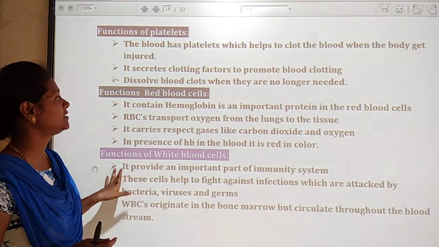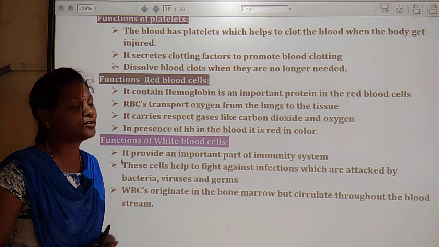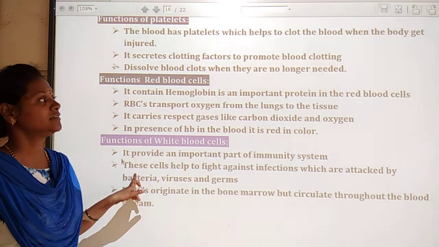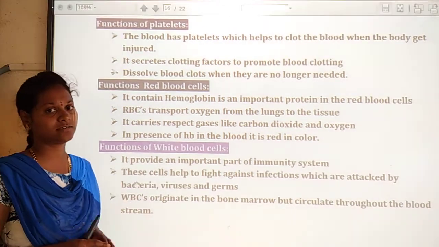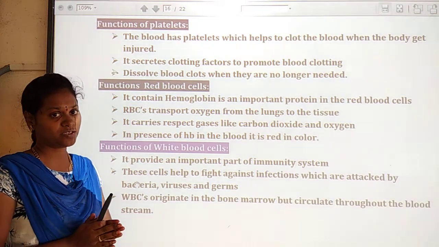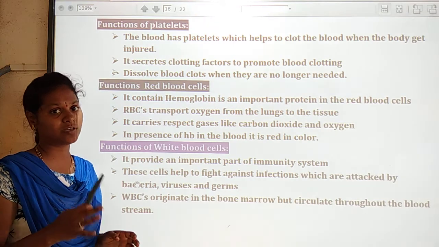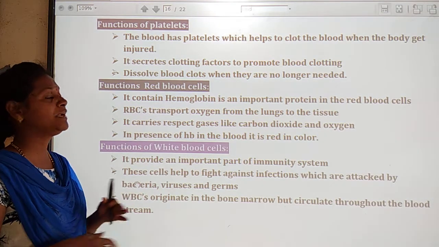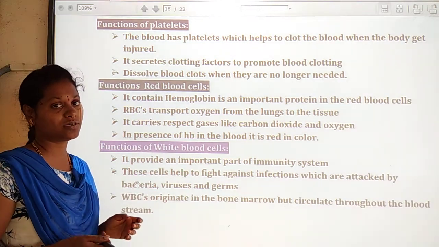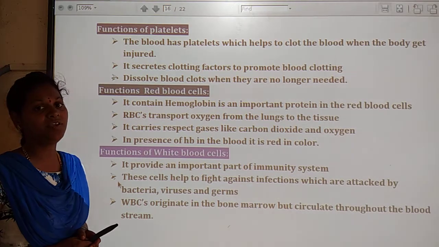Okay, and next, it also dissolves the blood clots when they are no longer needed. Understand? Yeah. So the blood clots. So when the blood stops, ಯಾವಾಗ ನಮ್ಮ ದೇಹದಿಂದ ಬರ್ತಕ್ಕಂತ ರಕ್ತ ಹೊರಗೆ ಬರೋದು ಸ್ಟಾಪ್ ಆಗುತ್ತಲ್ಲ, automatically it can dissolve the clots when they are no longer needed. Okay, and this is the function of the platelets.